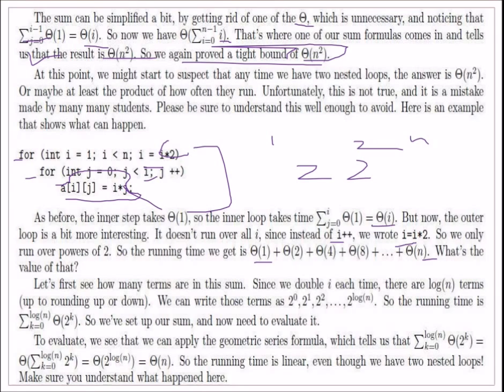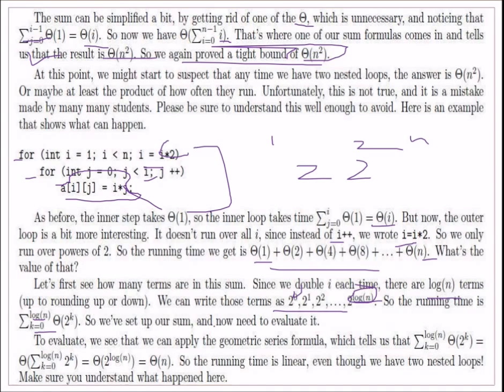First, let us see how many terms are in this sum. Since we double i each time, there are log n terms. We always know when we double, it will be log n terms. So we can write these terms as 2 to the power 0, 2 to the power 1, up to 2 to the power log n. So ultimately the running time will be, how many terms are there? k equal to 0 to log n. These are the number of terms from 0 to log n, and this will be theta of 2 to the power k, because actually it is going to 2 to the power k only.